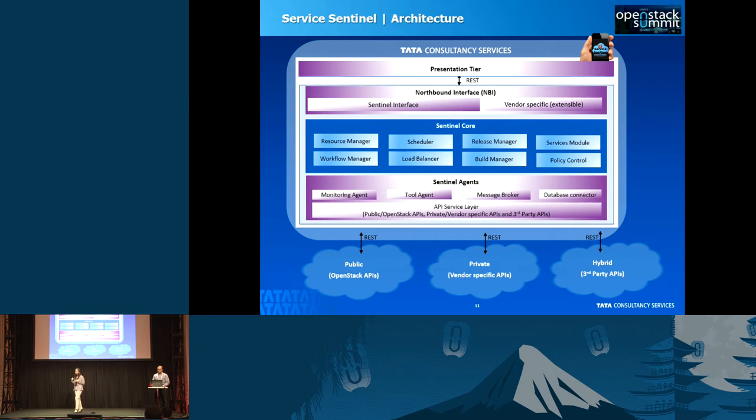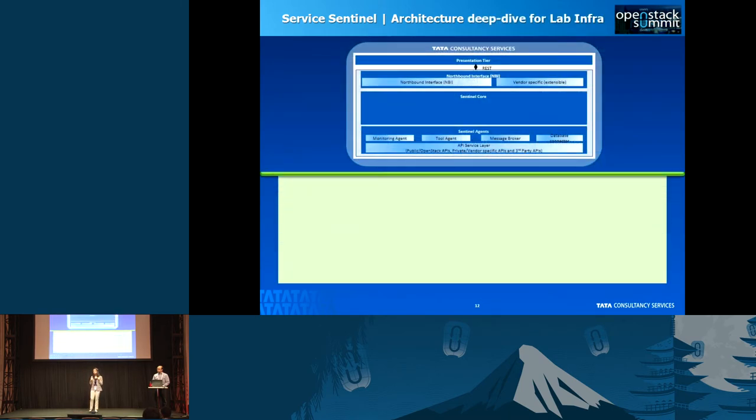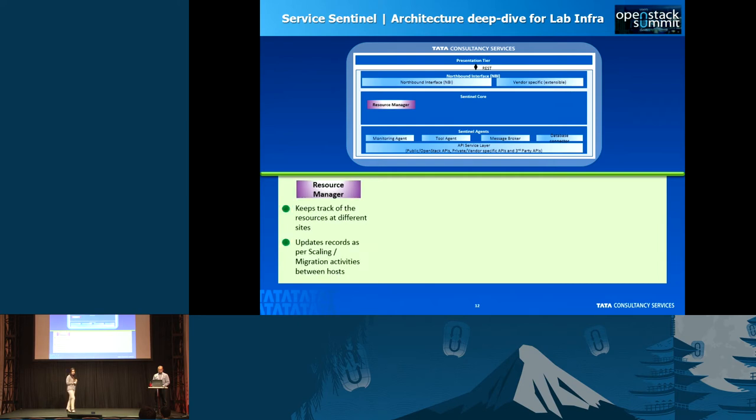The next one is the message broker that is used to streamline the communication between the Sentinel core tier and the base level APIs. The last one is the DB connector, which is responsible for firing DB-specific commands on different vendor databases. Along with these agents, we have the lower API layer as well, which consists of public APIs, private APIs, and third-party tool APIs. Now let's take a look at the deep dive architecture for Server Sentinel lab infra users.